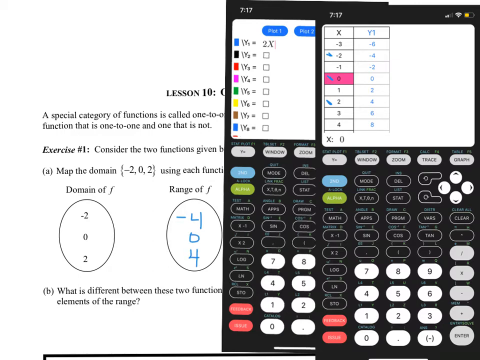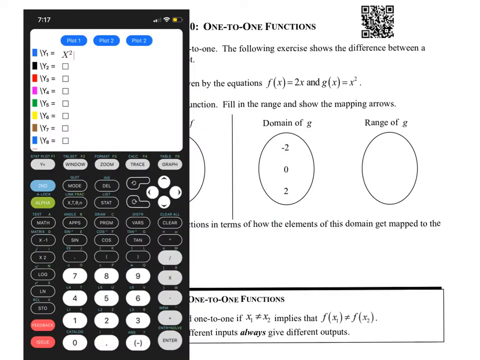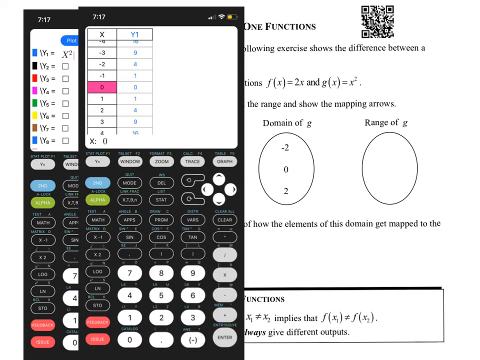And now I'm going to repeat the same steps with my g of x function. So this time in my y equals, I'm putting x squared, and then I'm going to the table there and I'm looking for the same x values, -2, 0, and 2. So now I have 4, 0, 4. And the way that we usually do the maps is we don't list repeats over and over again.